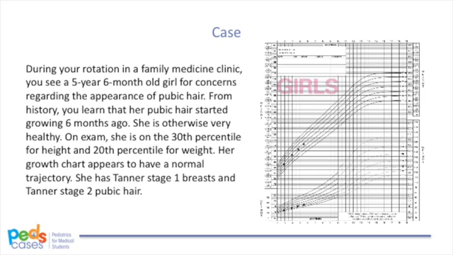Based on this information, we would surmise that she's not going through true puberty since she has no breast development. She does, however, have pubarche, or development of pubic hair only. Please stay tuned for part 2 of our series to learn more about how we can approach this case.